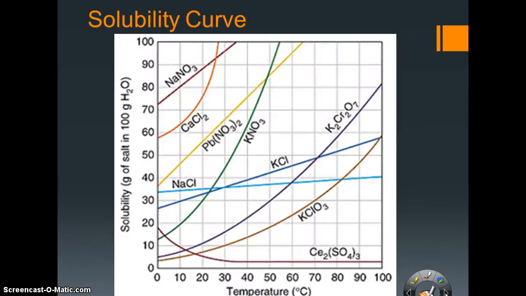Solubility curve. So this is a solubility curve. Down here on our x-axis, we have temperature, and over here on our y-axis, we have the solubility. Notice it's in grams per 100 grams of water. So this is saying that at 10 degrees Celsius, you can have about 20 grams of the salt, potassium nitrate, dissolve in 100 grams of water.